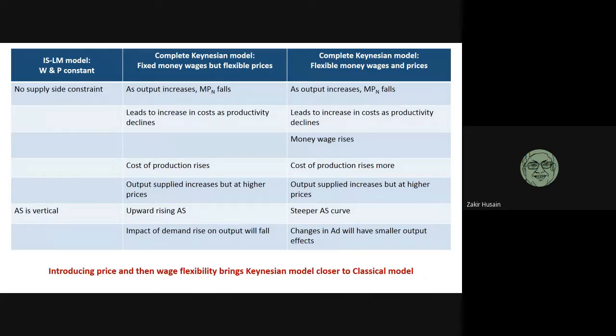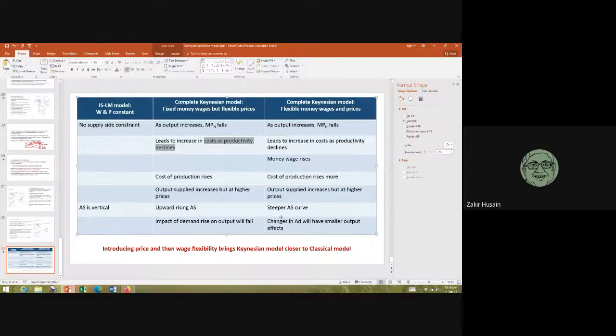So what is basically happening is, as we are introducing flexibility in wages and prices, we are moving closer to the classical model. What was the conclusion of the classical model? Changes in aggregate demand will not have an impact on supply. We are not able to replicate that, but the extent of increase which was occurring over here is going down. So introducing wage and price flexibility is bringing the Keynesian model closer and closer to the classical case.